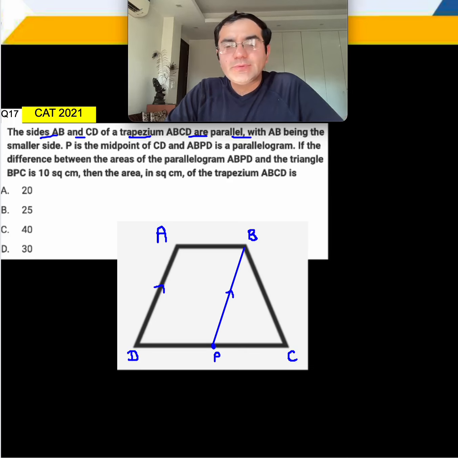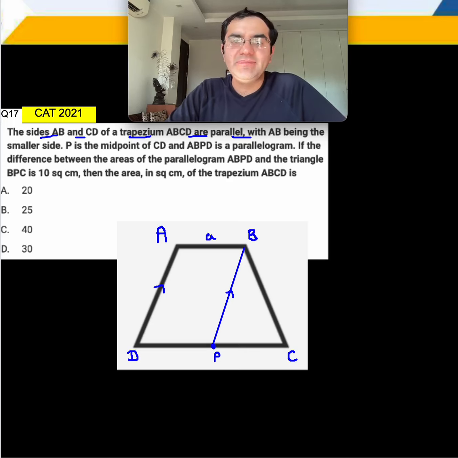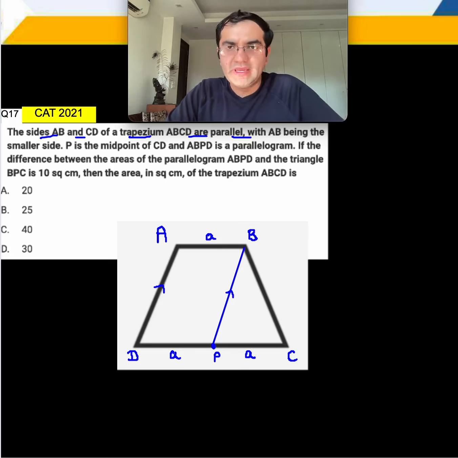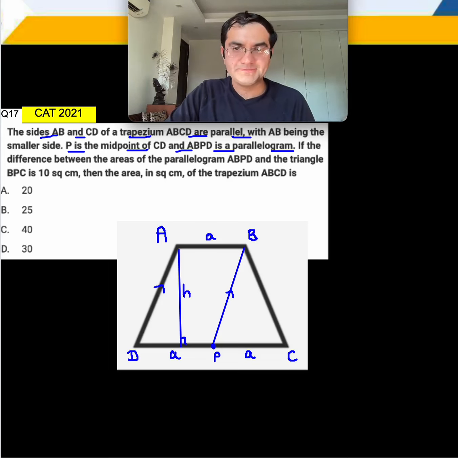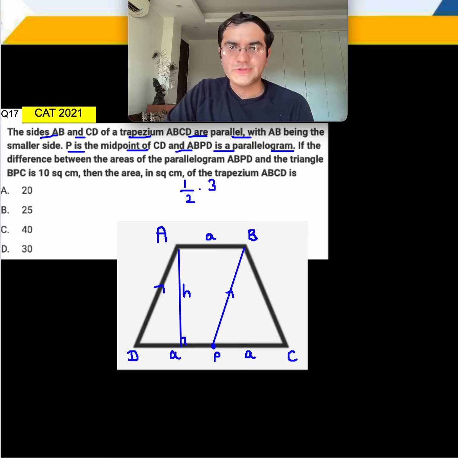If the difference between areas of parallelogram ABPD and triangle BPC is 10, so let me call these sides A. AB A है तो DP A हो जाएगा. PC is also A because P is the midpoint. ये P midpoint आ गया. And let me draw an altitude over here. Height बना देते हैं. Obviously the height of the parallelogram and the triangle are the same. So now you have to find out the area of the trapezium. Half into sum of parallel sides A plus 2A is 3A into height H.